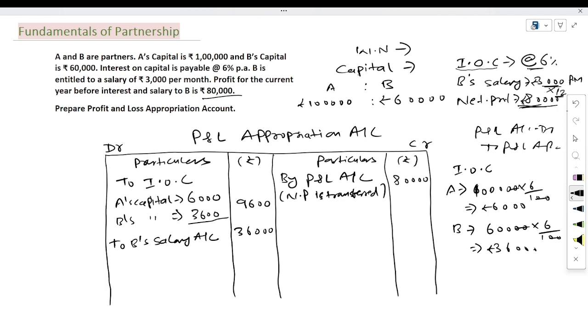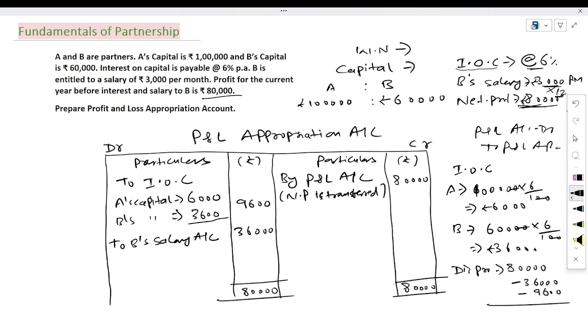So now we will distribute these profits among the partners. Here we will write as it is the total amount 80,000. Now we will try to balance this. What will be the exact profit or distributable profit? Distributable profit will be 80,000 minus 36,000 minus 9,600. So the remaining distributable profit will be 34,400.